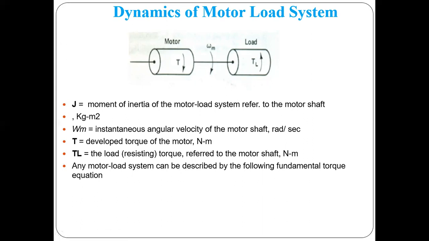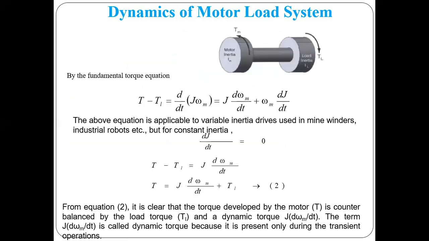Any motor load system can be described by the following fundamental torque equation. According to this torque equation, T minus T L equals d by dt of (J omega m). We can rewrite this equation as J d omega m upon dt plus omega m dJ upon dt. From this equation, we can conclude that it is applicable to variable inertia drives used in mine winders, industrial robots, etc. But for constant inertia, the quantity dJ upon dt is equal to 0.